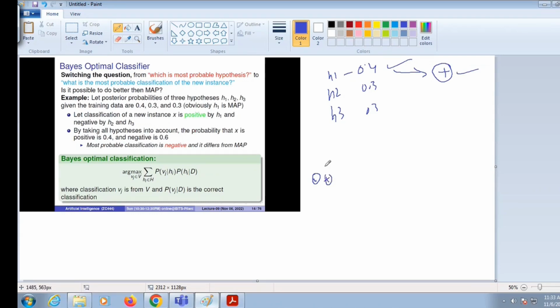Am I right or not? If, however, you change the mindset and try to figure out what happens with respect to every hypothesis, and let's also assume that these two are going to give negative, but I have just completely neglected them. If I consider everything, then from here I get 0.4 probability of positive. From here I get 0.3 probability of negative, 0.3 probability of negative, so 0.6 probability of negative.